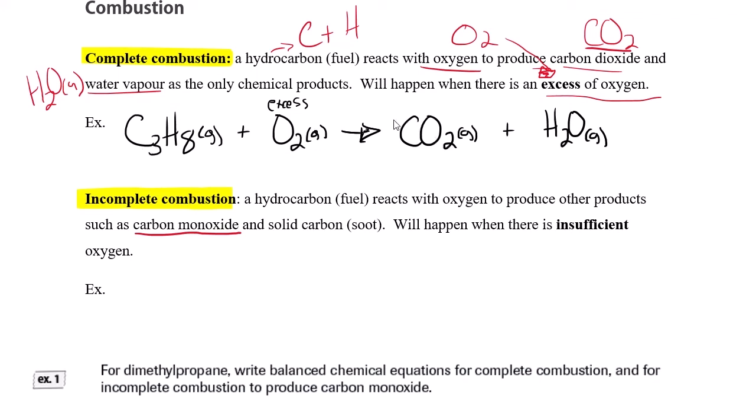Now we need to balance this reaction. We've got 3 carbons over here, so we need a 3 over here. We've got 8 hydrogens over here, 4 times 2 is 8, and then let's count up our oxygens. We've got 6 here, plus another 4 is 10, and 5 times 2 will give us 10. So now this guy is balanced.